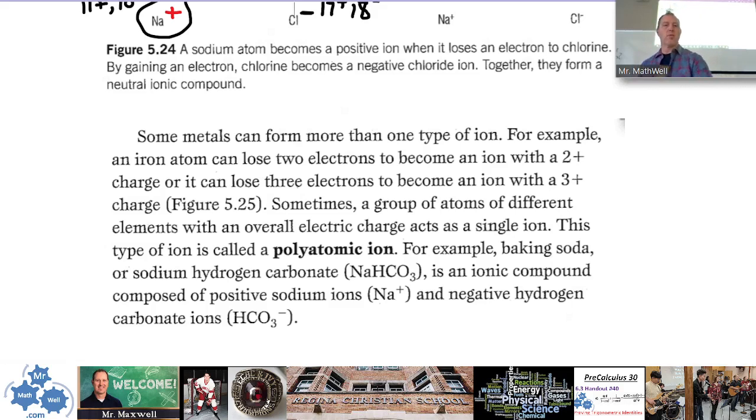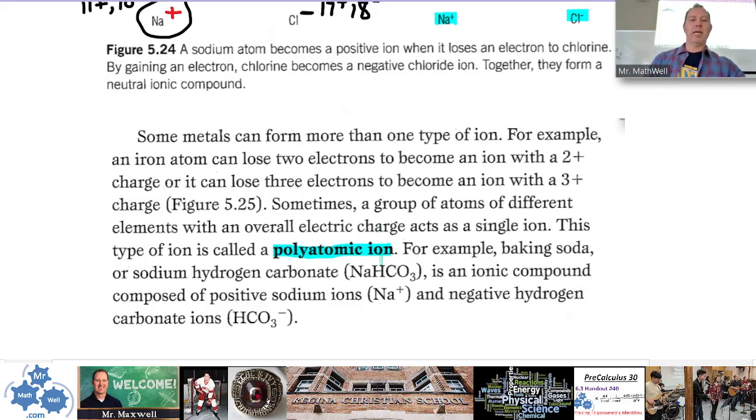Okay, so just a little bit more about ions. There's lots to learn. I would focus on this part though, a polyatomic ion. So there are ions that are made of one element, like sodium ion, chlorine ion, like we've talked about here above. But there are also polyatomic ions. Poly means more than one, and atomic would be atom. So more than one atom can form an ion.